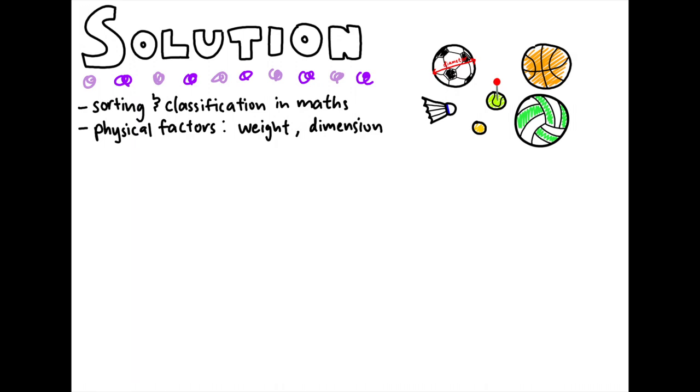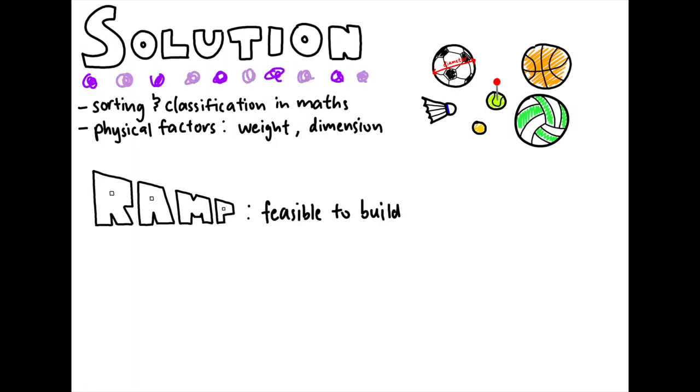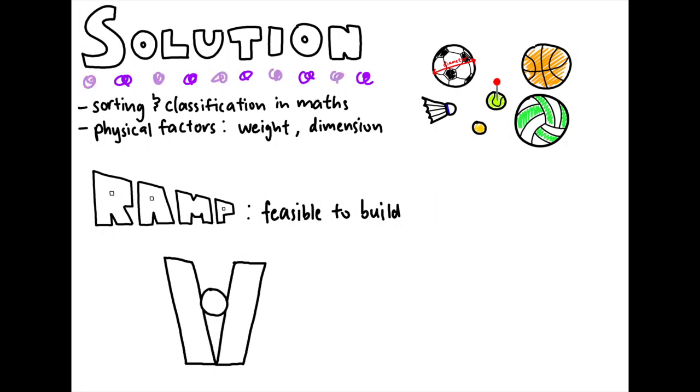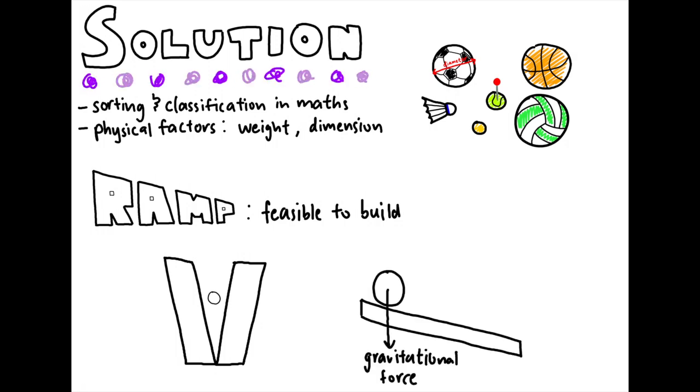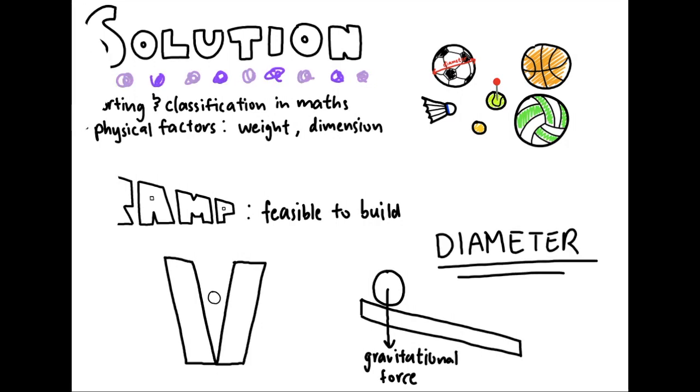We decided on using the ramp method as that seems like the most feasible for us to build. The ramp method is basically rolling a ball between two ramps as the distance between the ramps gets larger. This causes the balls to be sorted based on size. Because the application of the ramp is related to gravitational force, we chose the diameter as our classification factor.